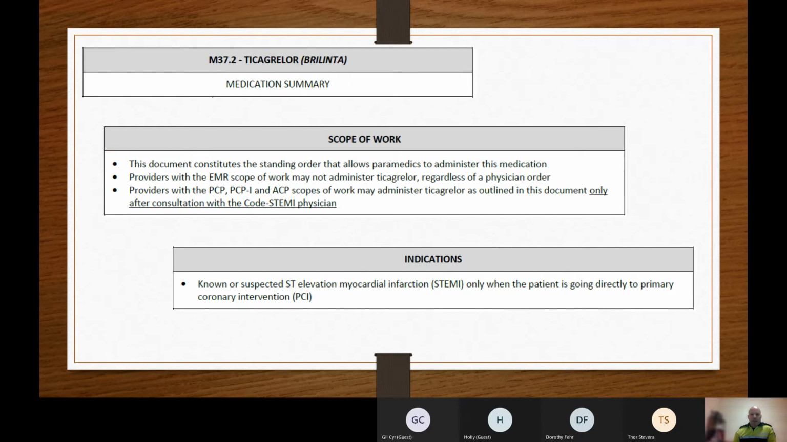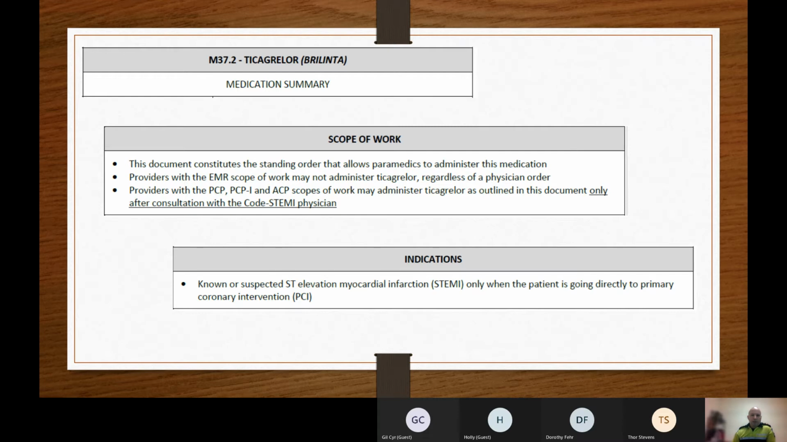So again, this is the medication profile in the Shared Health website. So ticagrelor. Again, we don't have the colored boxes. Your scope of work box will determine who can do this. So EMRs may not be able to give this medication, even if the code STEMI physician says so over the phone, but PCP and up can. Again, only with direction from the physician.